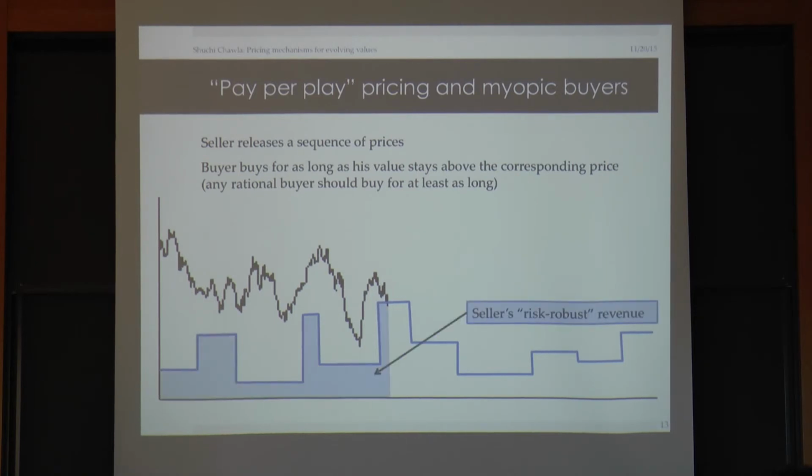And then the revenue that the pricing mechanism gets is the sum of the prices that we collected up to this point of time. So once the buyer stops buying, the buyer can't buy, will never buy again. That's our assumption.